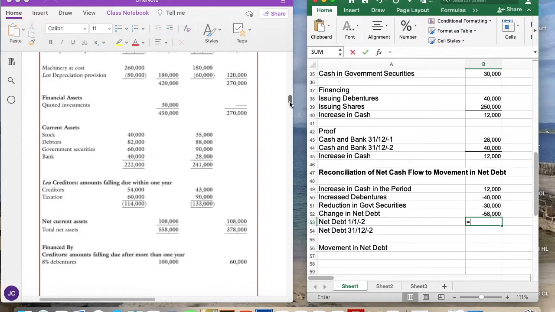So the figure that we're going to be working at here is, well, at the beginning we had 60 grand in borrowings. So that would be a minus number. We had money though in a bank account, so we had 28 grand in a bank account, and we also had our government securities, which is 90 grand. So at the beginning of the period, we had 58 grand. We were 58 grand in the black, okay?